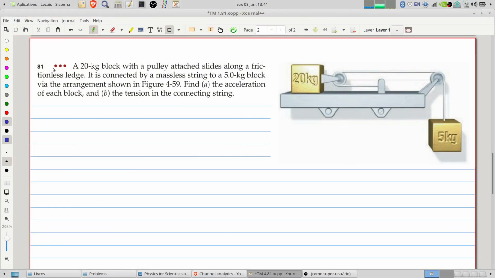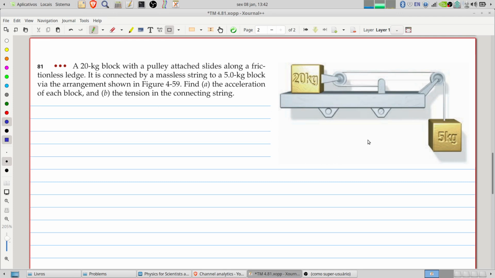Today we will solve problem 8.1 of chapter 4 of Physics for Scientists and Engineers. A 20 kg block with a pulley attached slides along a frictionless lead. It is connected by a massless string to a 5 kg block via the arrangement shown in the figure here. Find A, the acceleration of each block, and B, the tension in the connecting string.